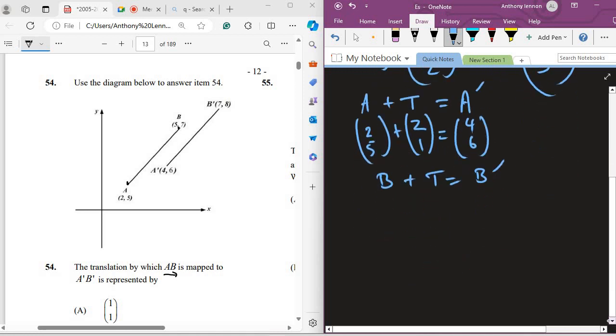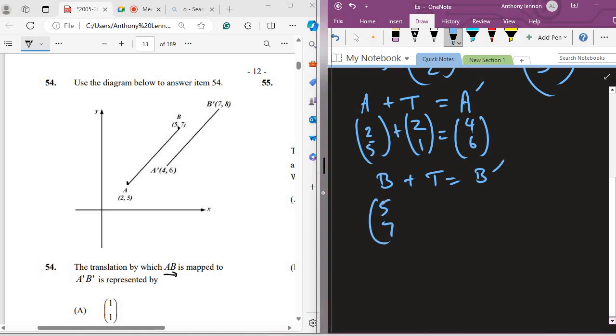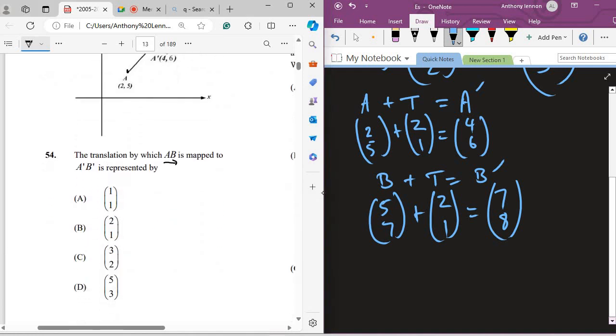B is what? Is that 5, 7? 5, 7 plus the translation equals the image of 7, 8. 5 plus what gives us 7? We simply subtract 5 from 7, get 2, which means 5 plus 2 is 7. 7 plus what gives us 8? We subtract 7 from 8 and we get 1, which means 7 plus 1 is 8. So again, we see we have the same translation, 2, 1. So the answer is B.